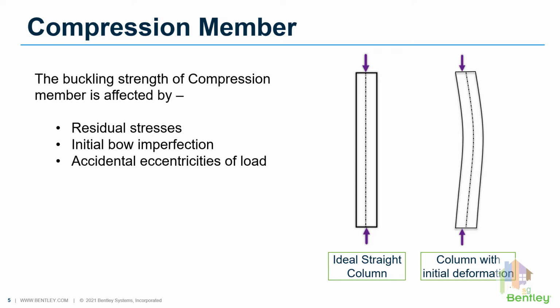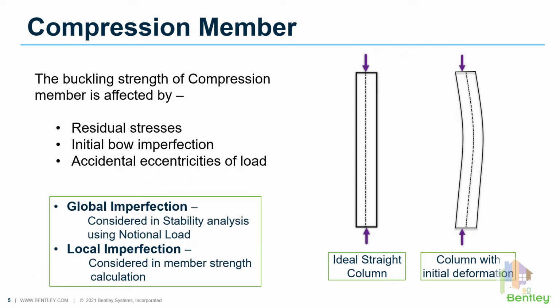We have considered the overall geometric imperfection during stability analysis using notional load. So we have applied the notional load to initiate the geometric imperfection. There is another type of imperfection which is the local bow imperfection, and this is considered during compression capacity calculation along with other factors.